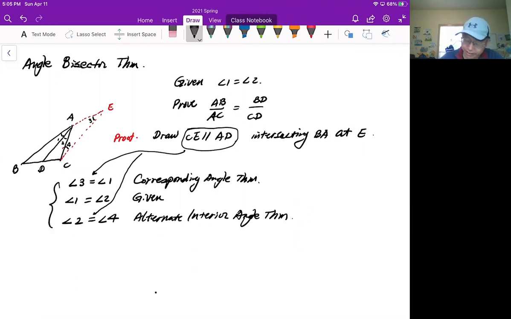All right. So from these three, the first one is angle 3, the last one is angle 4, right? So angle 3 is equal to angle 1, angle 1 is equal to angle 2, angle 2 is equal to angle 4. So that just means angle 3 is equal to angle 4, and therefore this is an isosceles triangle. So we get AC equals AE.